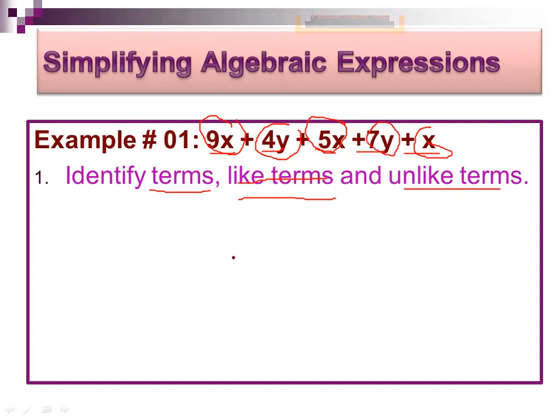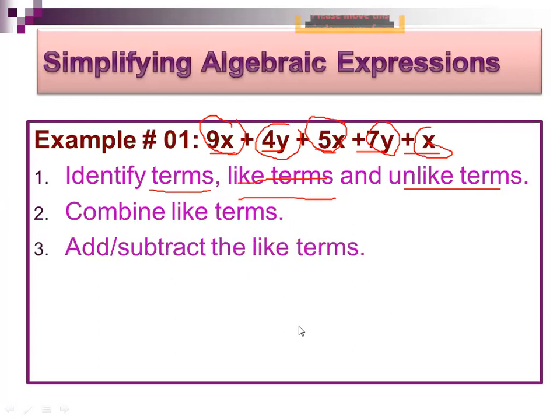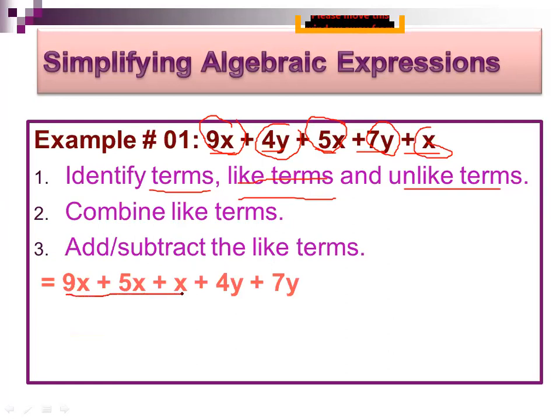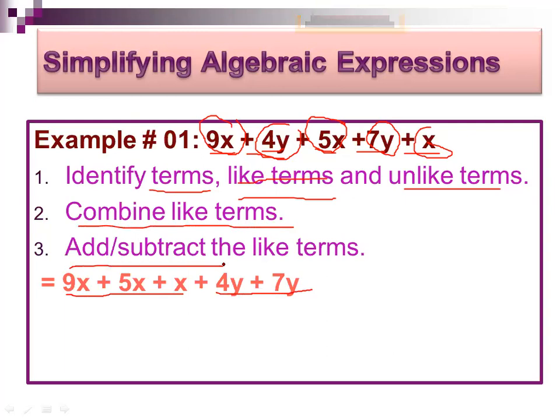Now after that, you will combine like terms, meaning you will write all the like terms together and then add or subtract them. Here you see 9x, 5x and x are the same kind of term. So you will combine like terms just like this. First you will write 9x plus 5x plus x, and then you will write plus 4y plus 7y. After combining like terms together, simply add or subtract them. Now simply add them together.